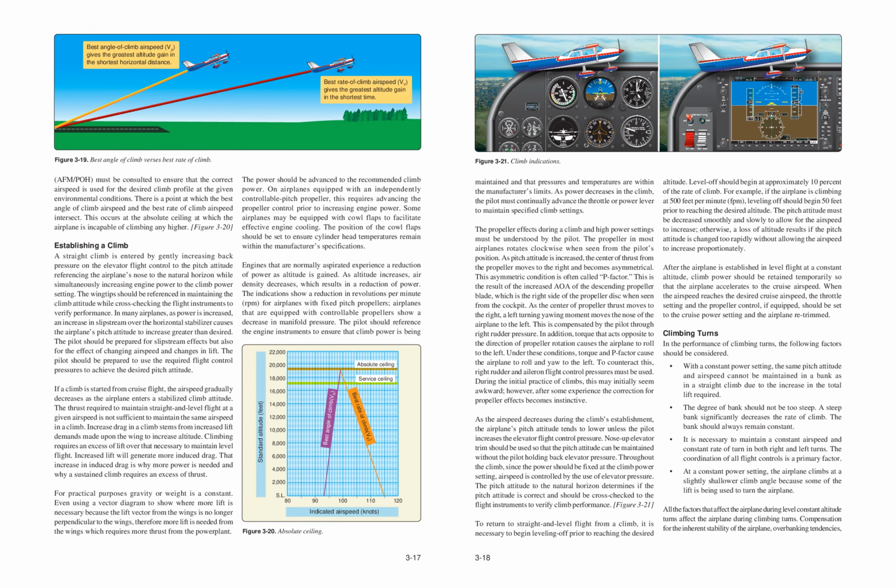Absolute ceiling. Service ceiling. VX, VY. Best angle of climb. Best rate of climb. Altitude scale: 22,000, 20,000, 18,000, 16,000, 14,000, 12,000, 10,000, 8,000, 6,000, 4,000, 2,000.